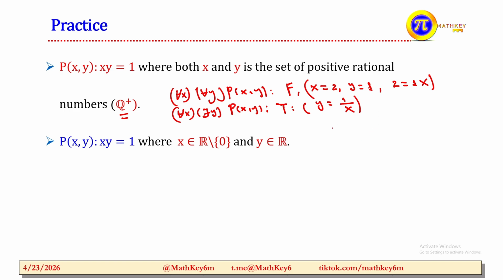The next one, what is found? That is, there exists x for all y, that is p of x y. What about this? Is it true or false? It is false. Why is it false? That means there exists x for every y.